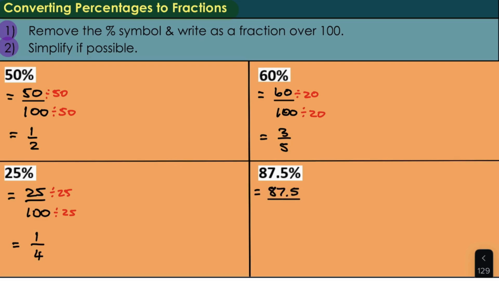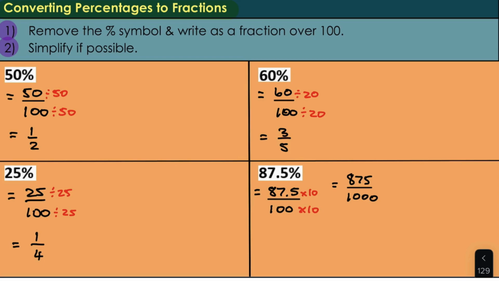87.5%. So we write it over 100. Now we notice a problem. In this case, we have a decimal. We don't want that. Now to get rid of that decimal, we will multiply by 10 on the top and the bottom. Now looking at the numerator and denominator, I must simplify.